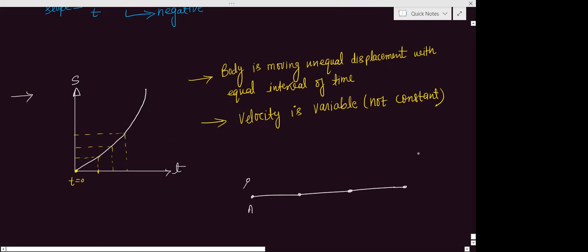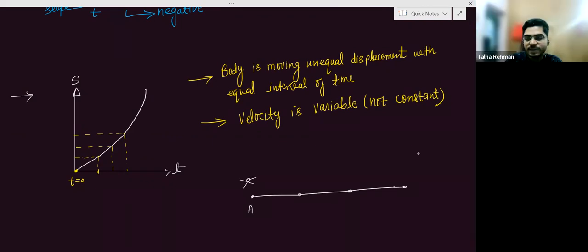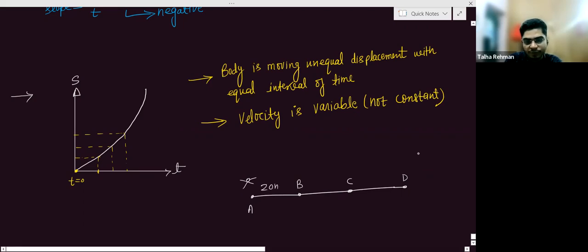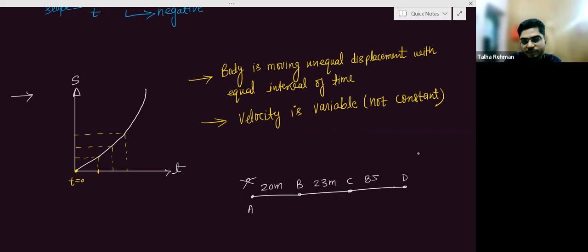Suppose this is a person on a bike, moving from A to B, B to C, and C to D. For A to B, he has covered 20 meters. For B to C, he has covered 23 meters. For C to D, he has covered 85 meters. But the time taken in going from A to B is 4 seconds. The time taken from B to C is again 4 seconds. The time taken in going from C to D is again 4 seconds.